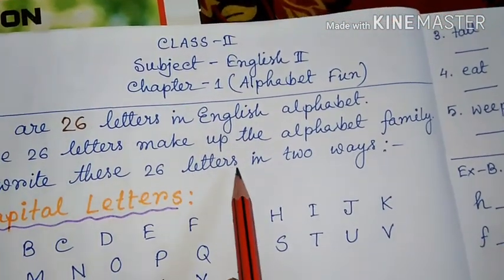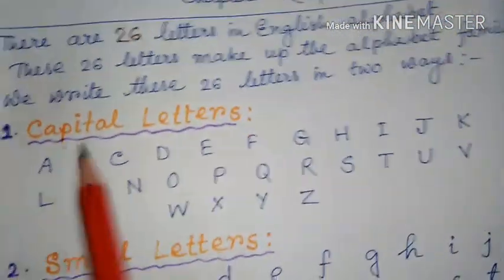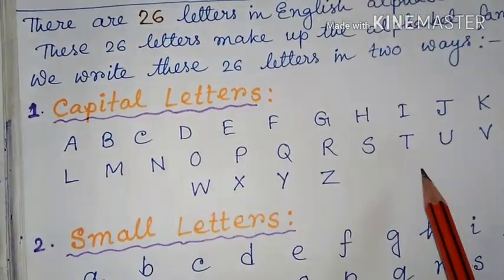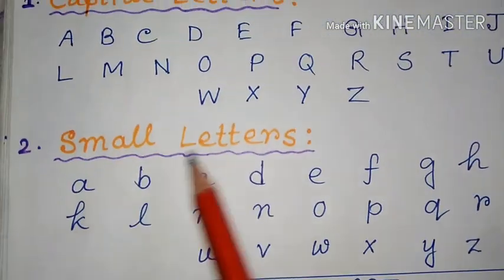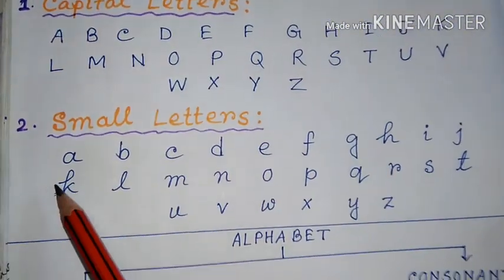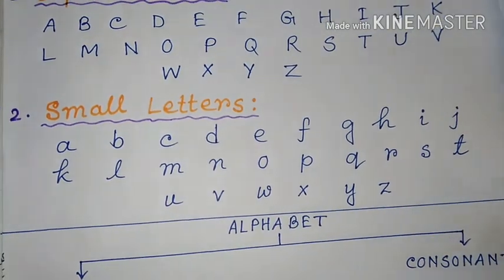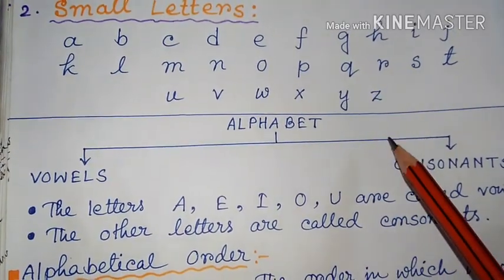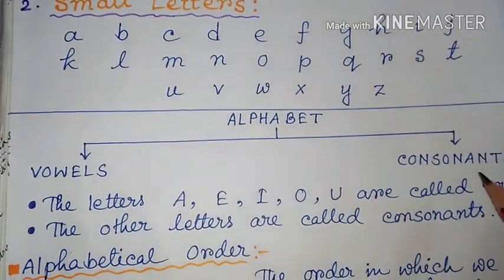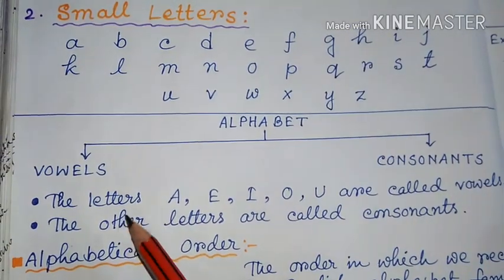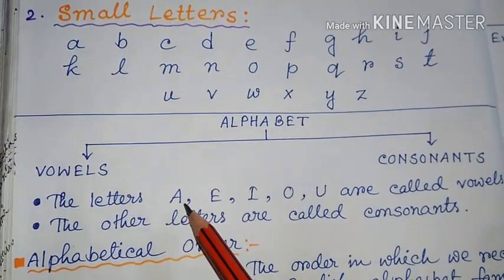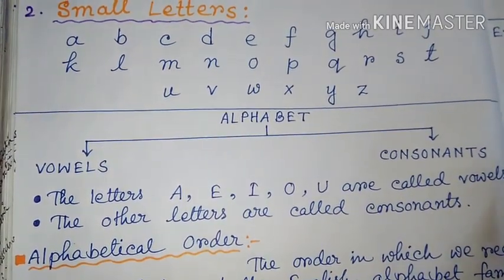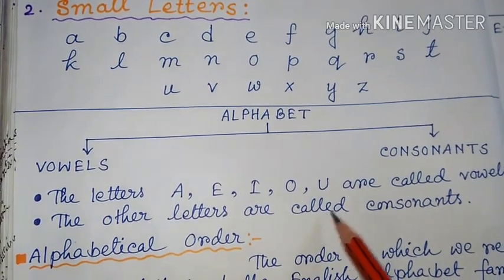We write these 26 letters in two ways. Number 1, capital letters, and capital letters are written in these ways. Number 2, small letters. Small letters are written in this way. Alphabet are divided into two groups. Number 1, vowels. Number 2, consonants. The letters A, E, I, O, U are called vowels and the other letters are called consonants.